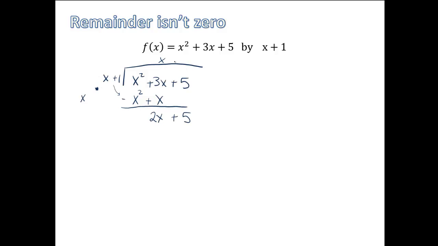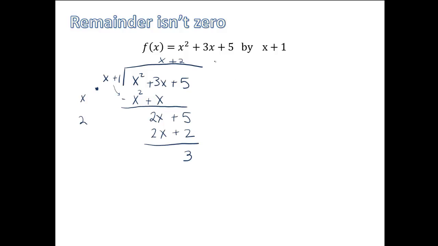And so we multiply everything by 2. So now it's 2 here. And multiply by 2, we get 2x, and we get plus 2. So we have a remainder of 3. Now here's the tricky thing. There's two ways to write this out.